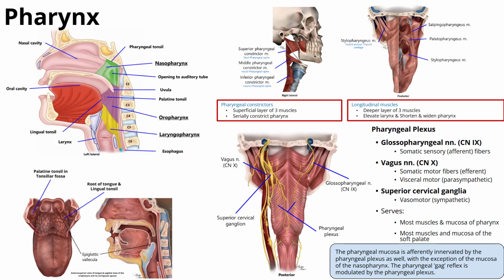So we've discussed the pharynx as a space, its subdivision, the important structures within each subdivision, and discussed the pharyngeal neural plexus and its constituents. This is your summary slide.